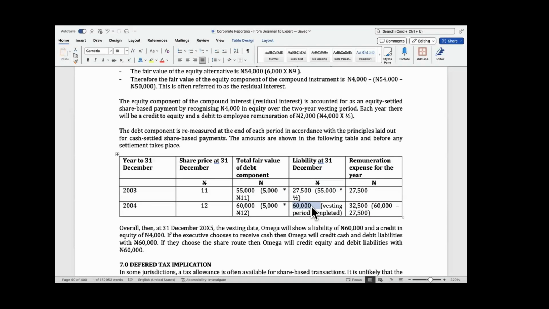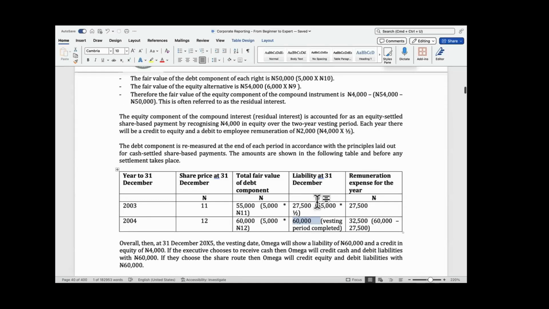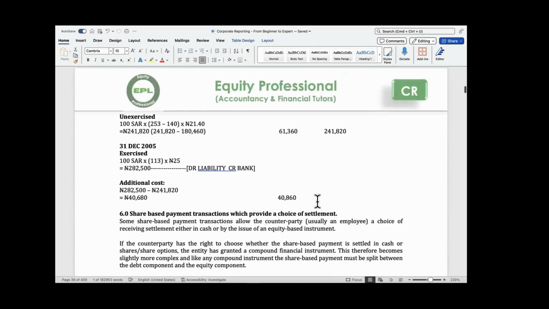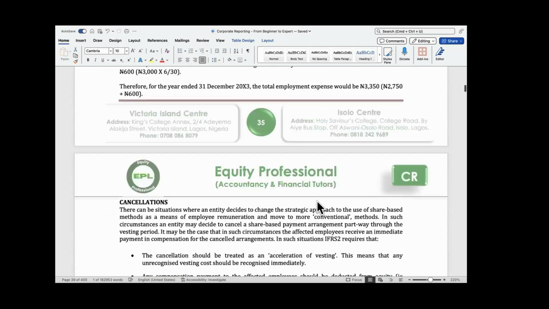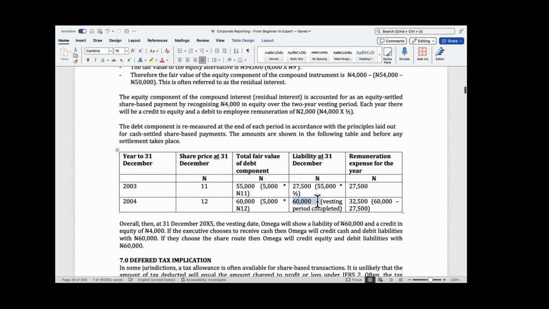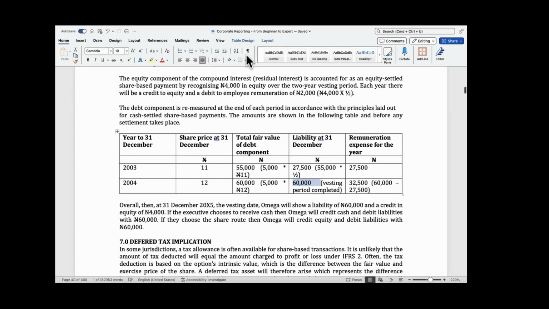Then if the employee decides to go for liability, cancel out the liability and credit bank. That is, if the employee chooses cash settled. But if the employee chooses equity settled, just credit equity and debit the liability. And that is it for share-based payments. So with this, I've discussed all the principles you need to know. Now, any questions before I go to the final subtopic?